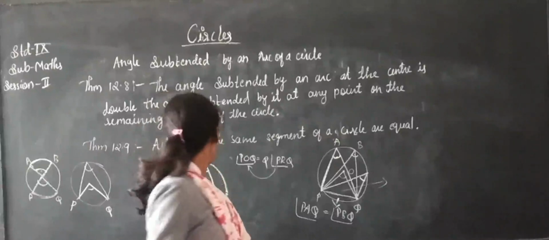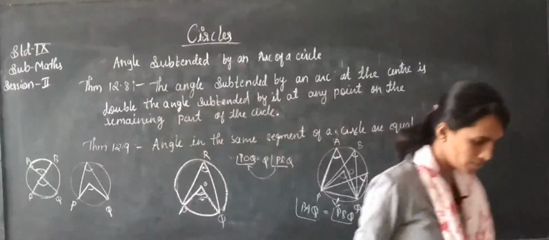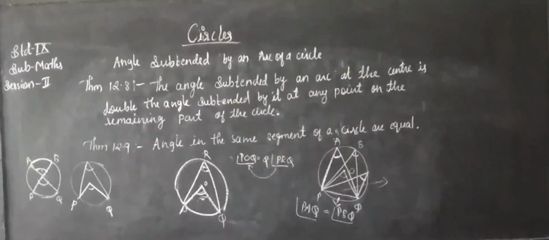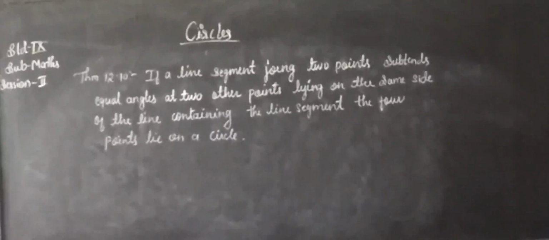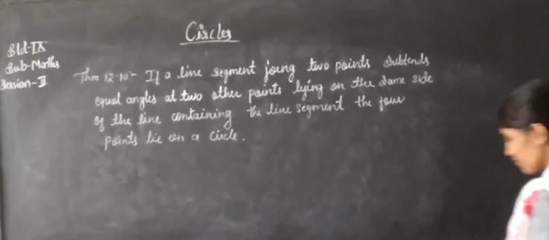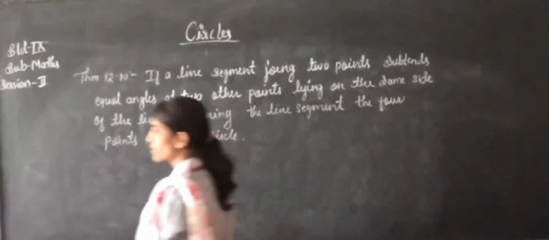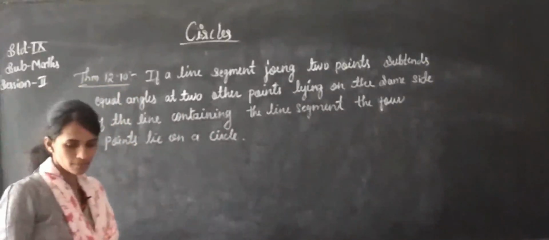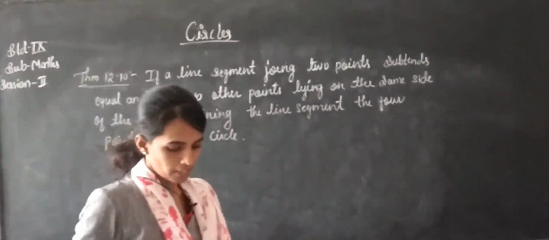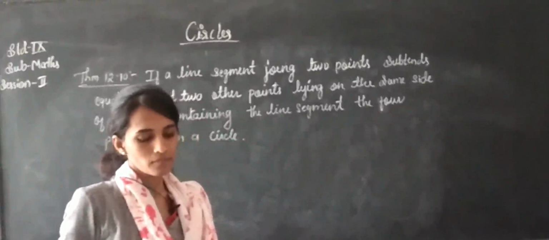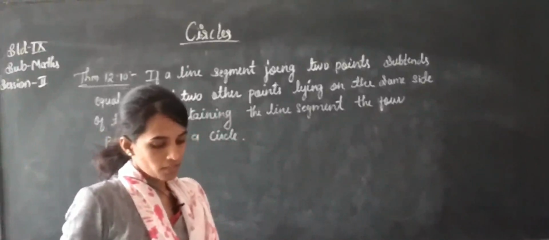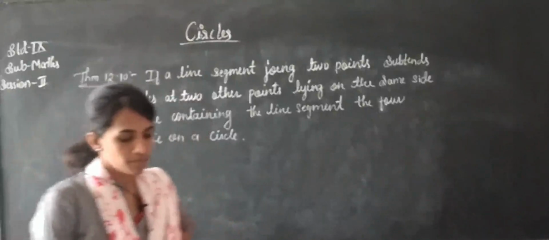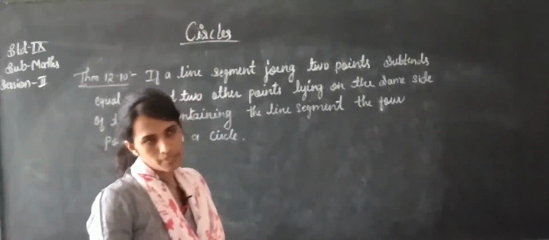Now we will see the converse of this theorem. It is the converse of theorem 12.9, that is, theorem 12.10. Already we have studied that two equal angles in the same segment of a circle are equal.